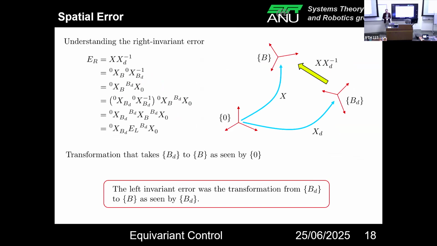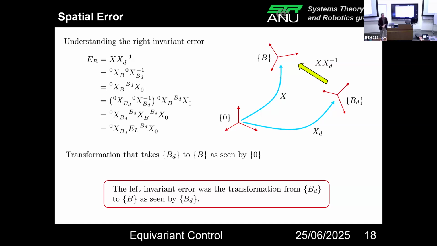I'll start with the right invariant error, xd to the minus 1. And then the next line there, I'm just writing them down in terms of the standard Spong sort of notation. So, you know, X is the transformation from 0 to B. So 0 in the top left, B on the bottom right. I just write them out, and you get this line 3, which doesn't make sense, right?